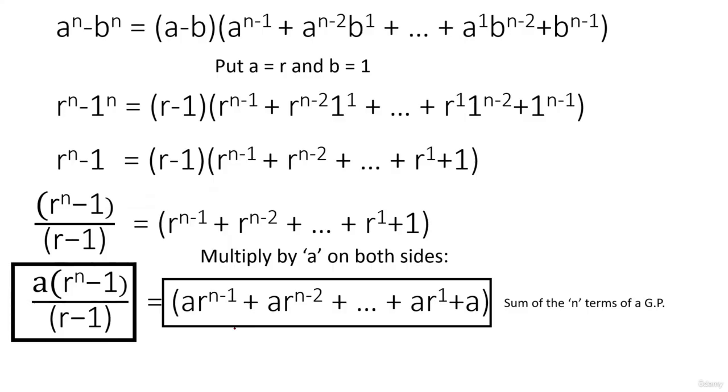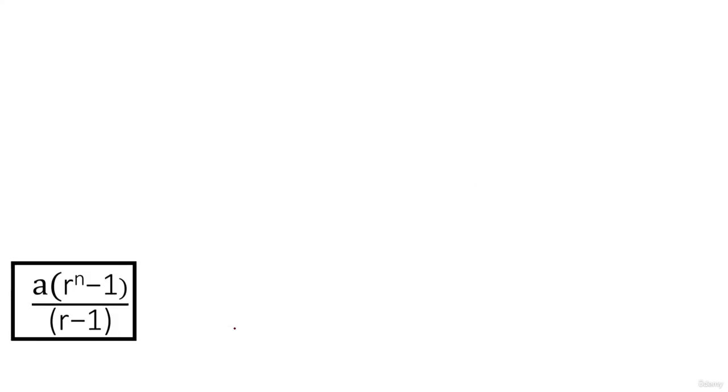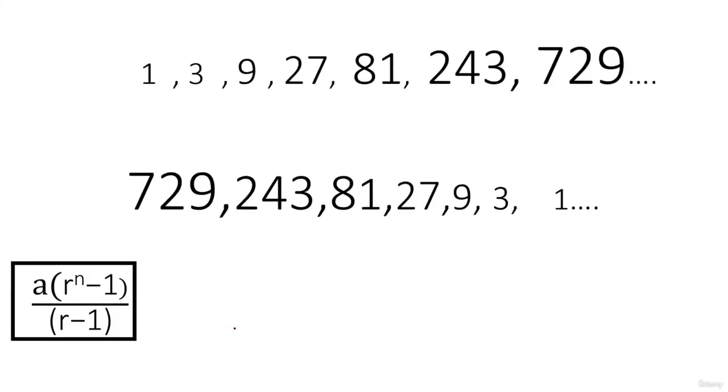Okay, so you can remember this formula also as such: the sum of the n terms of a geometric progression is a times (r raised to n minus 1) divided by (r minus 1). That's what we have. Now we'll apply this formula. Let's observe, I have two kinds of GPs, or geometric progressions, here.